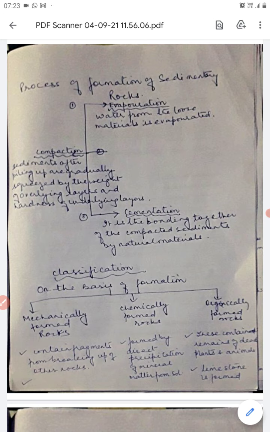In the next step, the sediments are piled up as a result of the weight of the piling. That means the sediments are layered one over the other. So due to the weight of these layers, they are squeezed up, the water content is taken out, and then the hardness of the layers increases. And then the last step is cementation, where the layered sediments that are compacted are bonded together, as a result of which they turn into a sedimentary rock.